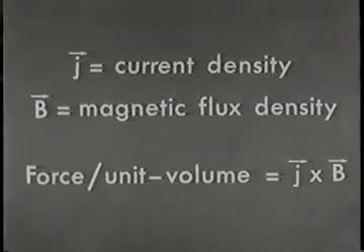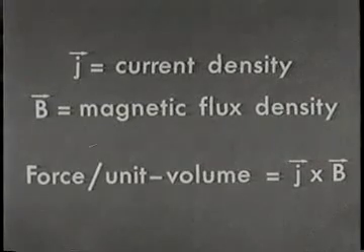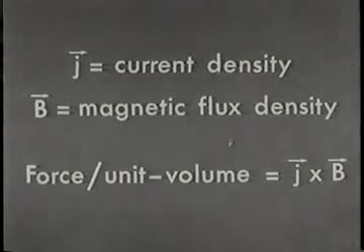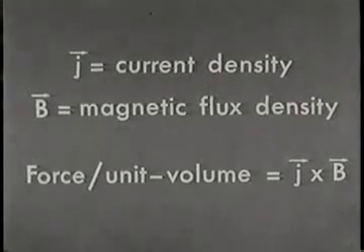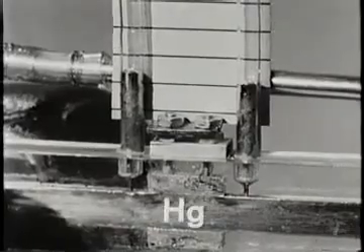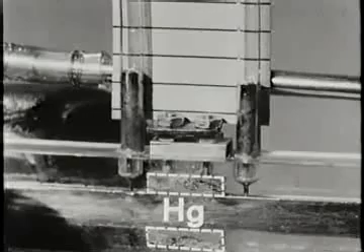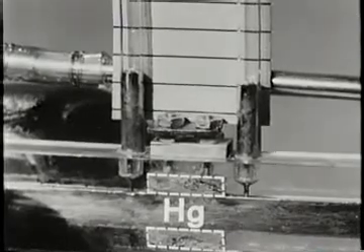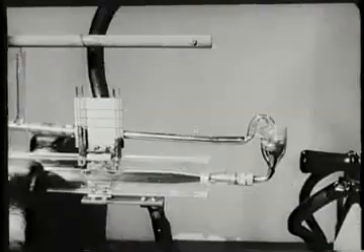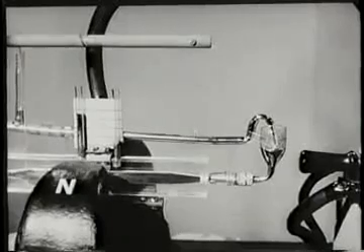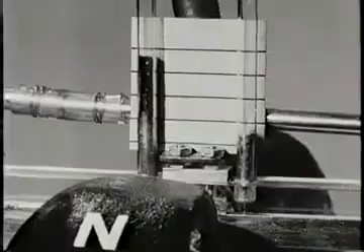The precise statement is that if the vector J is current per unit area in the fluid and B the field, the force per unit volume of fluid is J cross B. Here is mercury in a flat pipe. Between these electrodes, we're passing a vertical current. When we bring the magnet up, J cross B causes pressure changes which pump the fluid.